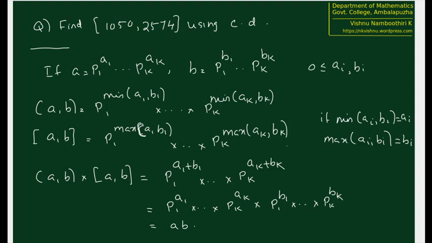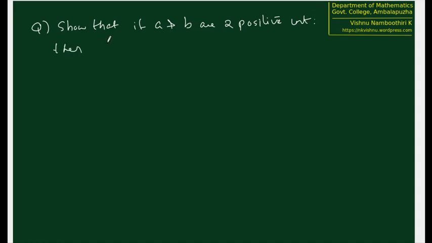So we are going to write the question, the answer of which we have already explained. So the question is the following. Show that if A and B are two positive integers, then GCD of A, B into LCM of A, B is equal to the product of the two numbers. This is an exercise.